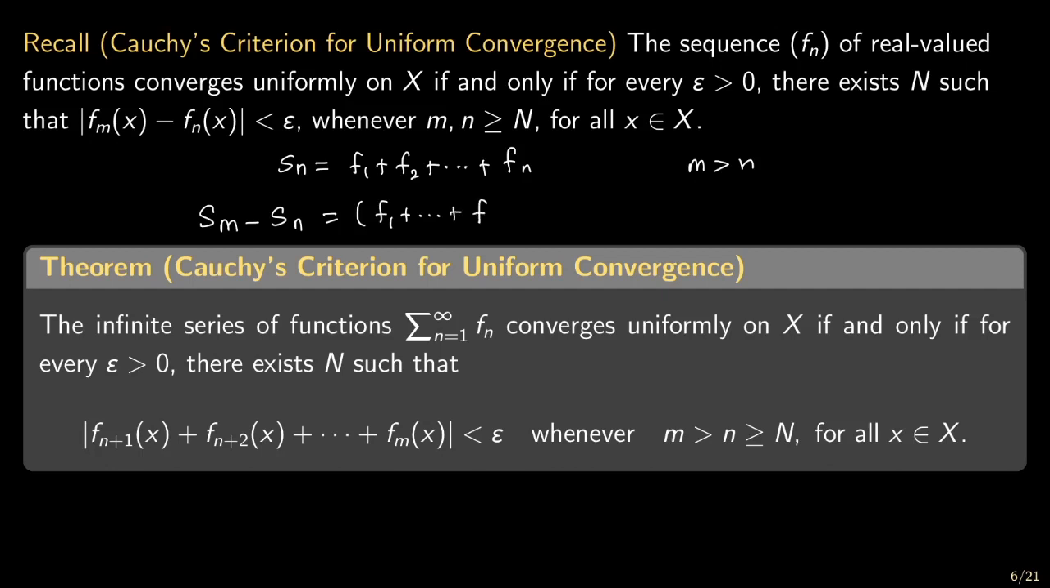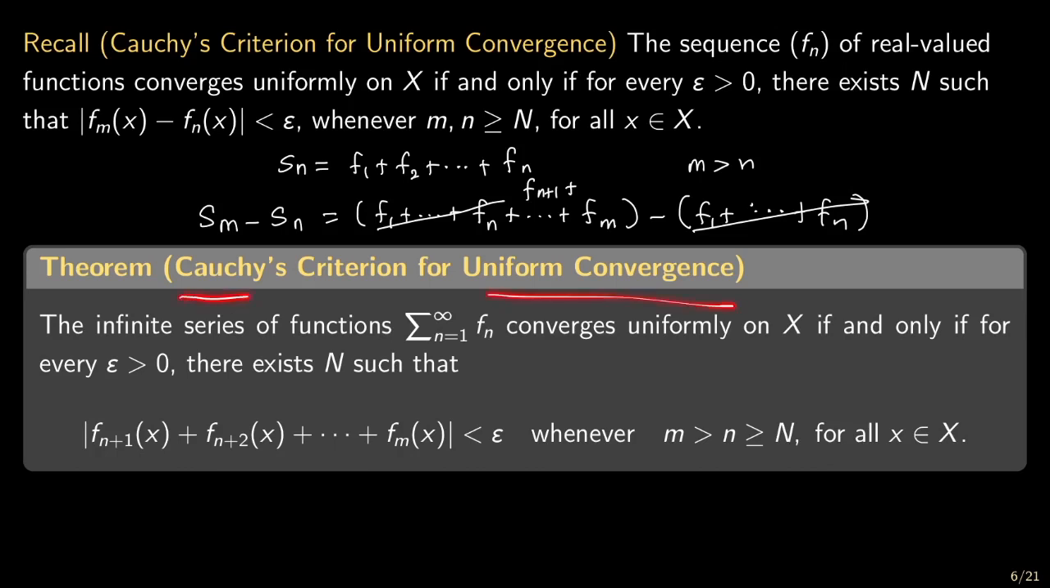Because n is less than m, fn will come right here. Then here's fm minus f1 and so on up to fn. If we remove this from this sum, what we're left with is the sum from fn plus 1 up to f sub m. Hence, we have the following criterion for uniform convergence of a series of functions. This is also called Cauchy's criterion.